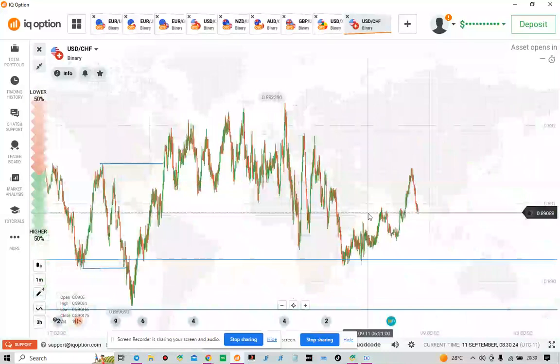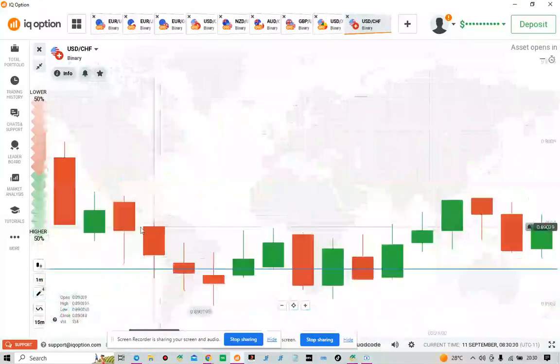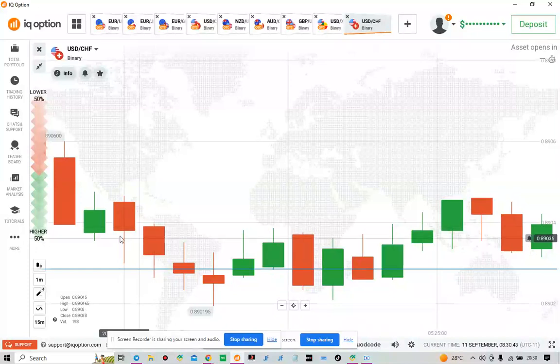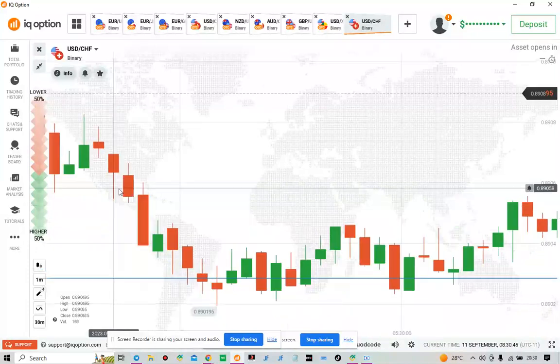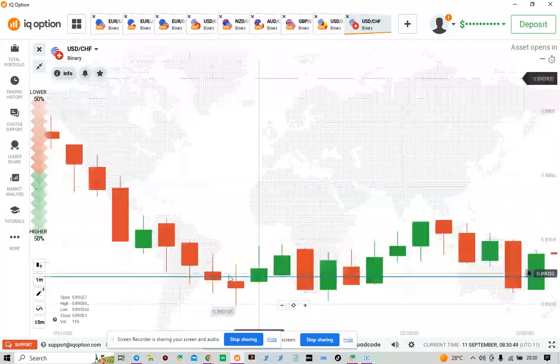Now, as the price has reached the level, I must observe the candlestick pattern. In 1 minute, I must observe the candlestick pattern, the rejection, and the weakness and strength of the price. You can see that the moment the price drops, it has multiple rejections here.